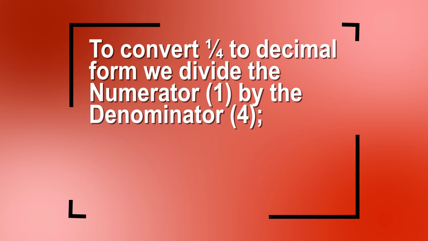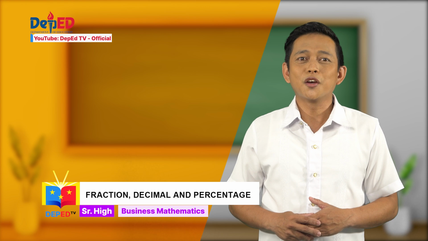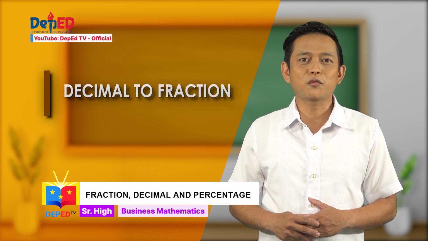To convert 1/4 to decimal form, we divide the numerator 1 by the denominator 4. 1 divided by 4 is equal to 0.25. Therefore, 1/4 is equivalent to 0.25 in decimal form. Now, let us try the reverse: conversion of decimal into fraction form.